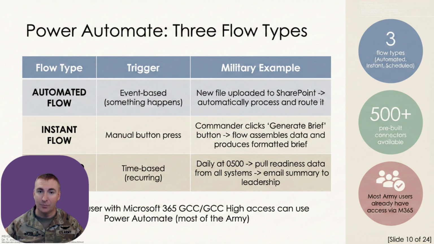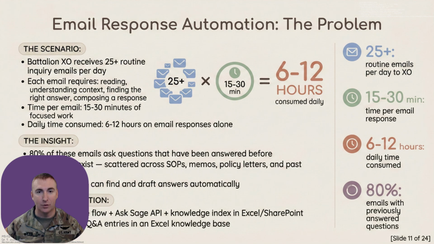Here is what a real process problem looks like. Your battalion XO receives 25 emails per day requiring substantive responses, 15 to 30 minutes each. That is 6 to 12 hours consumed daily. The XO's actual job gets squeezed into whatever time remains.